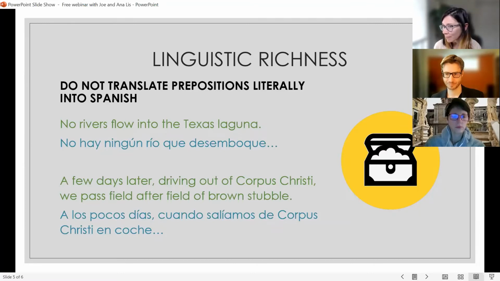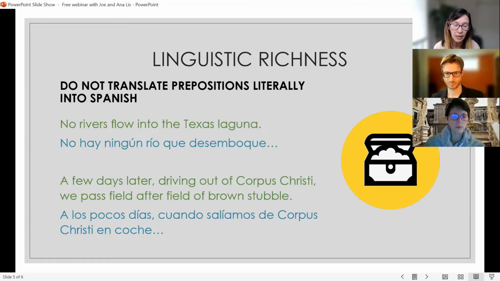Okay. But a better translation is to find a verb that can convey both the verb in English plus the preposition in English. Just one verb sometimes works wonders to translate that preposition. So, "no hay ningún río que desemboque en la Laguna, Texas." Desembocar is conveying flow into. There's no prepositions whatsoever. And that's what we need to try and find when we're translating prepositional verbs or phrasal verbs.